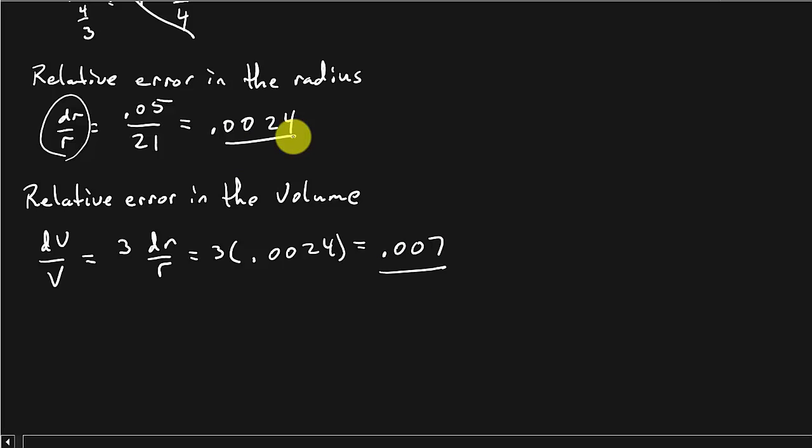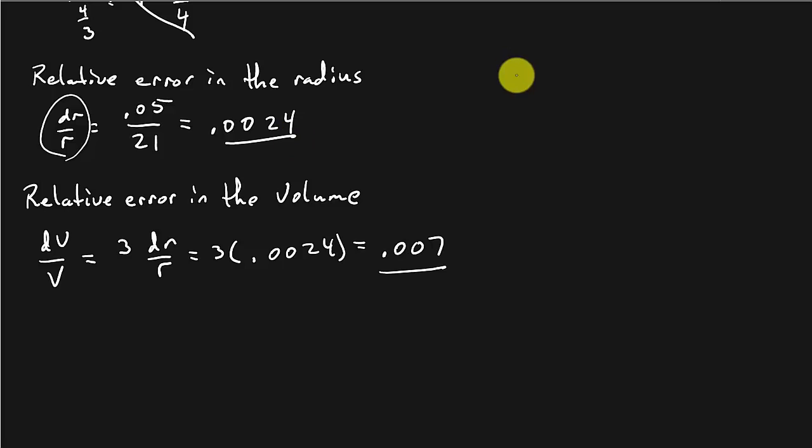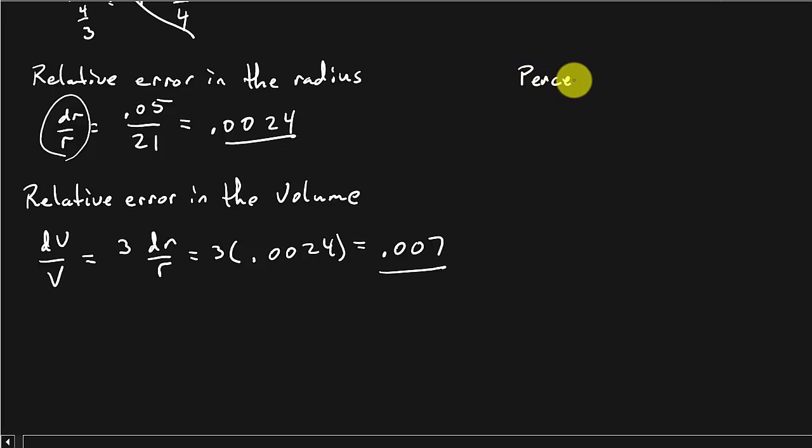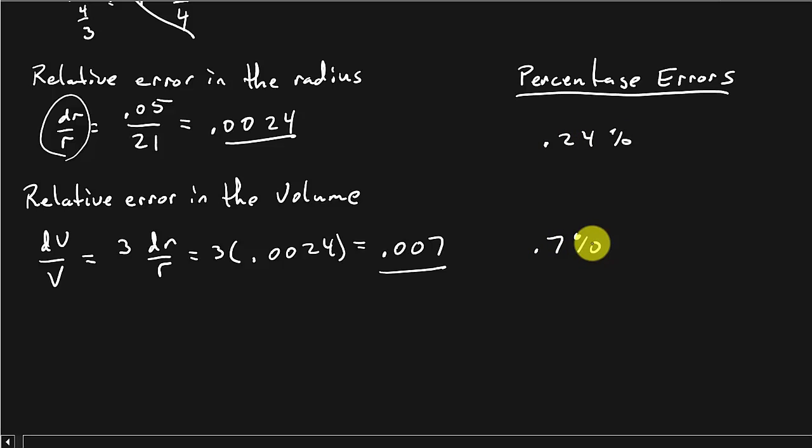And then we can also look at percentage errors. All that is, is just converting these to a percent. That's 0.24%, and this would be 0.7%. So the error is expressed as a percentage error of 0.24% in the radius and 0.7% in the volume.